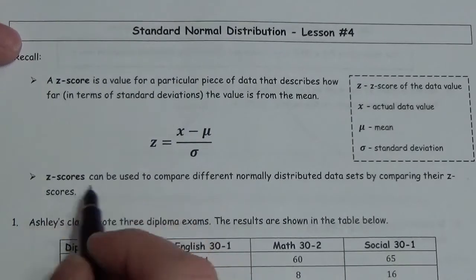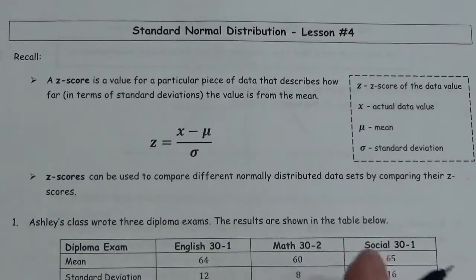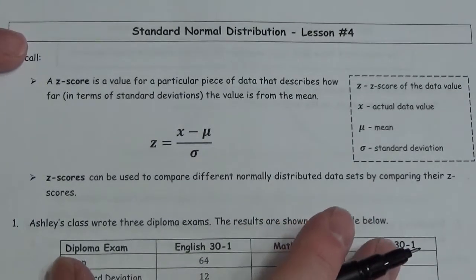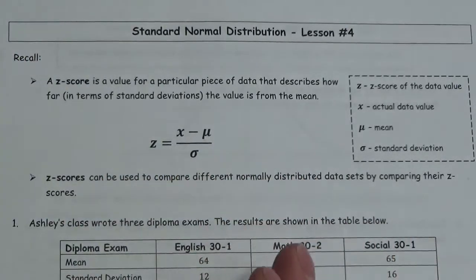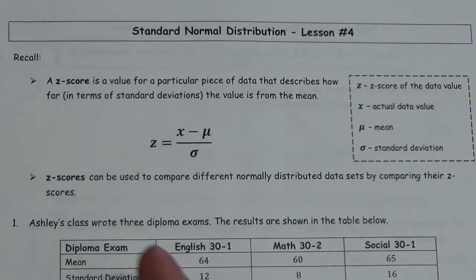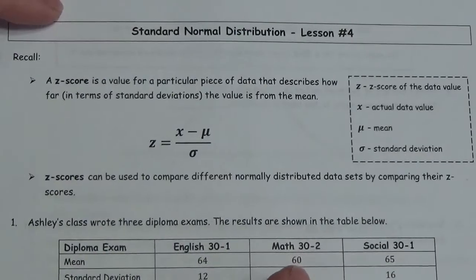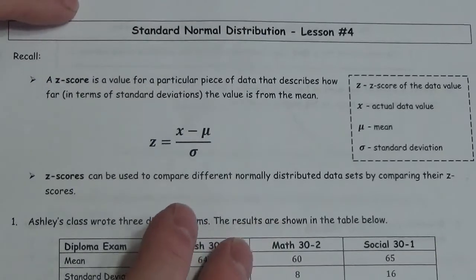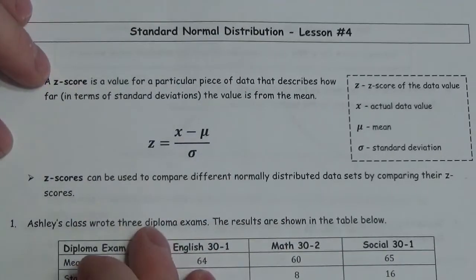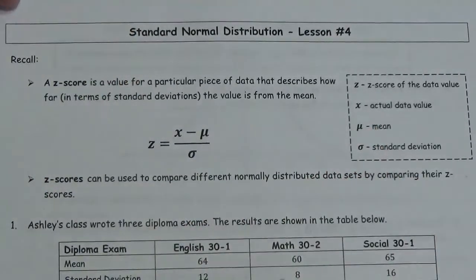Z-scores can be used to compare different normally distributed data sets by comparing their Z-scores. In a previous video, I compared Al and Bob, two students from two different classes. Looking at their marks on an exam, you really can't compare how they did to each other because the circumstances of their different classes have an impact on their mark. Really what you've got to do is look at how they do with respect to their group and then compare that to each other. That's what we do here with the Z-score. We take a data item, compare it to its group, and then we compare those to each other.